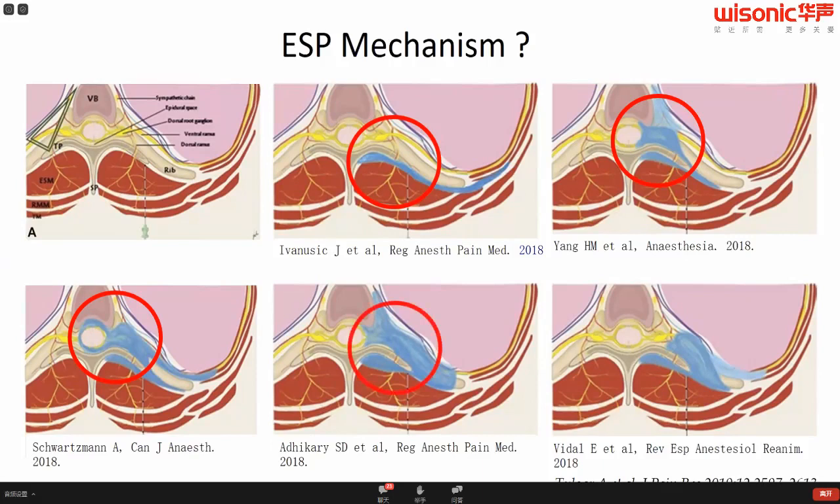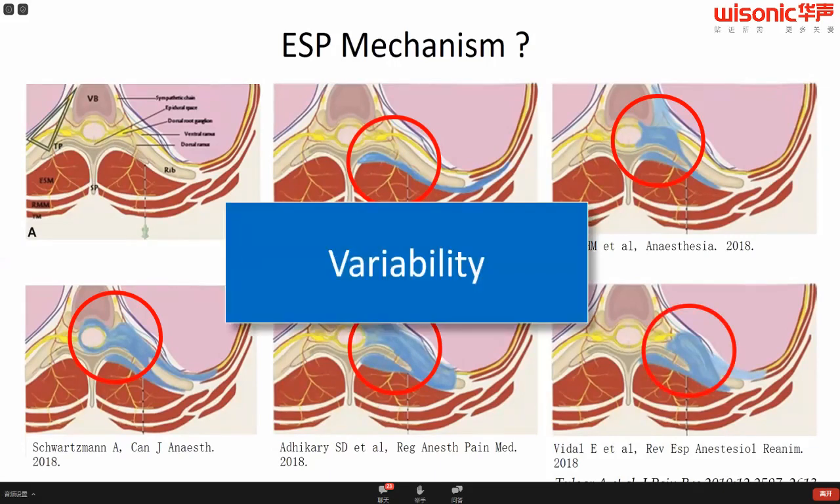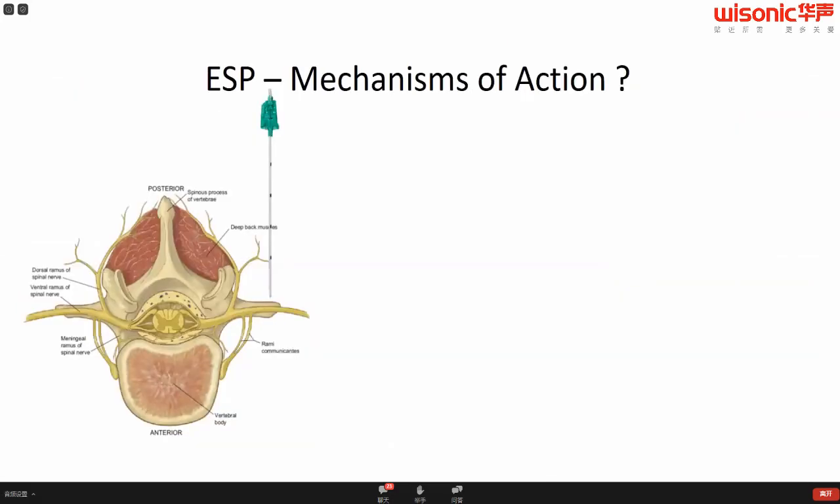In this study also, local anesthetic was found in the paravertebral space and the intercostal space, and also here in this study. But you can see there is a high variability regarding the spread of local anesthetics when you do an erector spinae block. What are the mechanisms of action of an erector spinae plane block? What are the results that we have from cadaver studies?